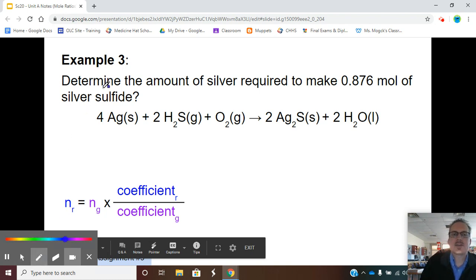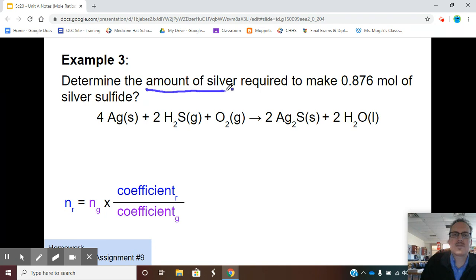Okay, I'm going to do this question. Determine, we're going to find the amount of silver. So here's silver, Ag. I'm trying to find that. So that is what is required. They told me in the question, we have 0.876 moles of silver sulfide. So this is the moles given to me, 0.876 moles.